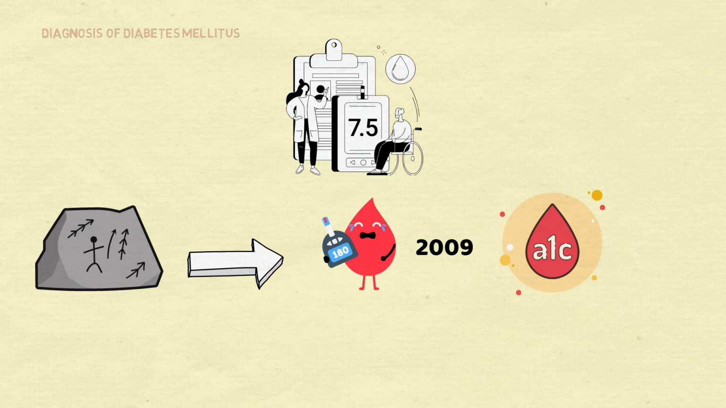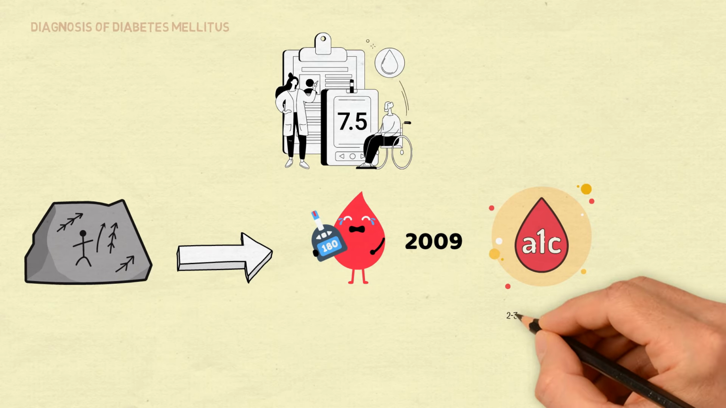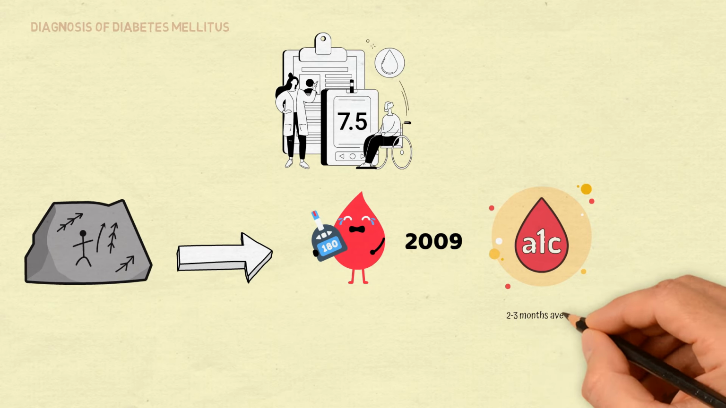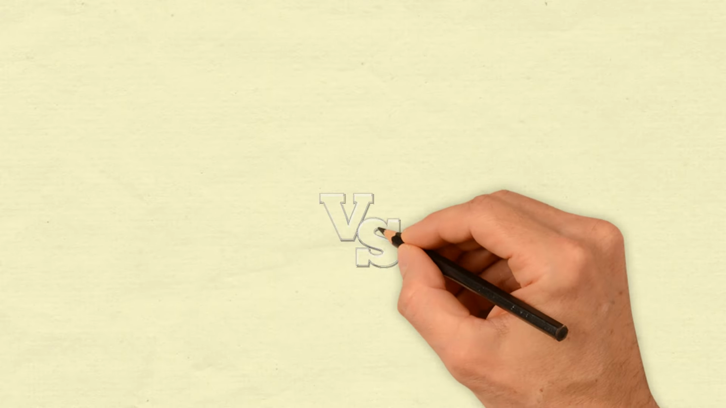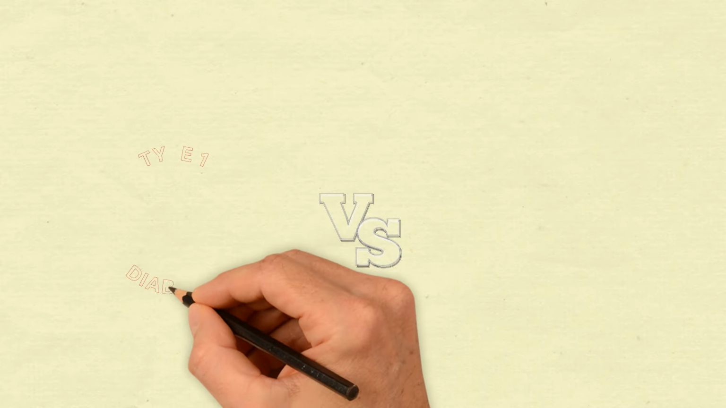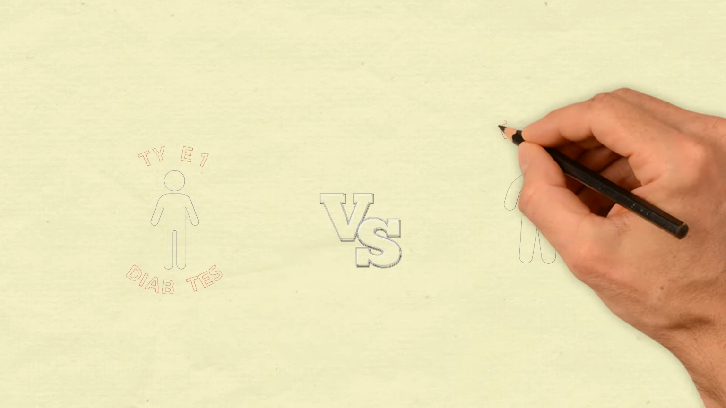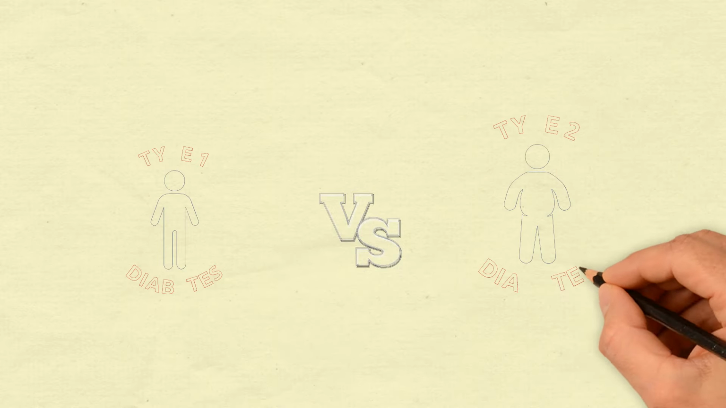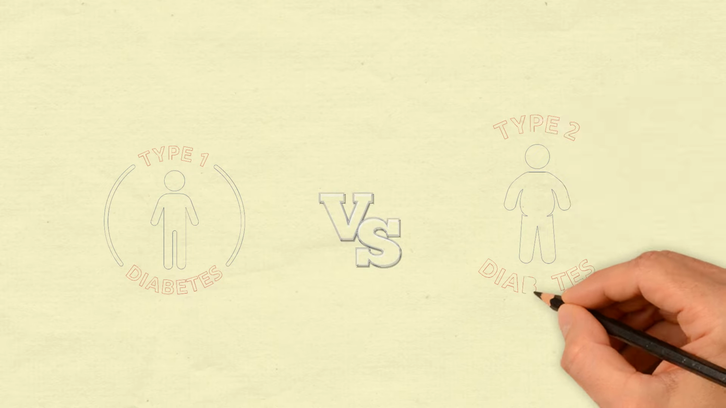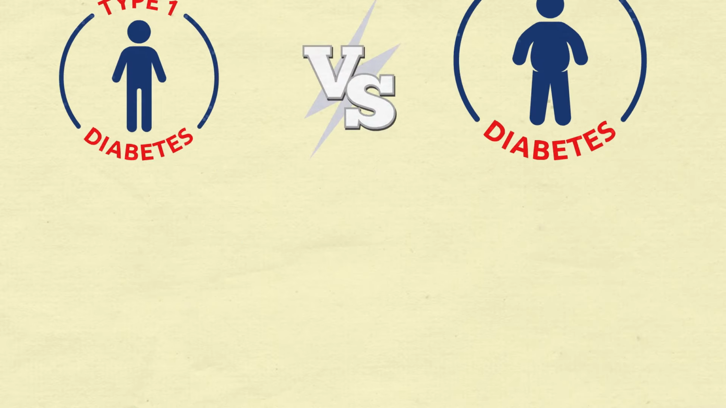HbA1c is especially useful because it reflects a person's average blood sugar over the past 2 to 3 months, making it ideal for long-term monitoring. In type 1 diabetes, diagnosis is usually straightforward, as the hyperglycemia is sudden and severe. But in type 2 diabetes, the progression is slower, making it harder to detect early.